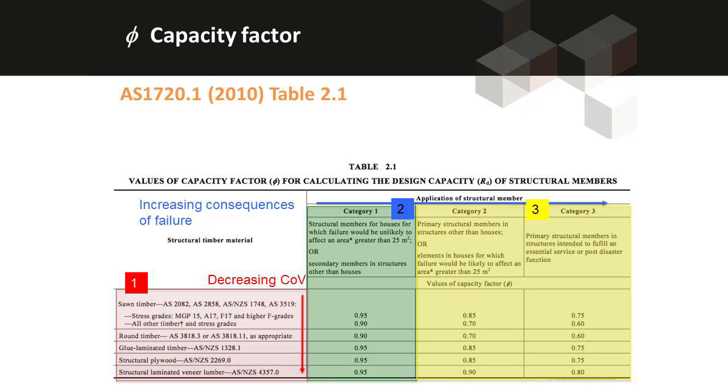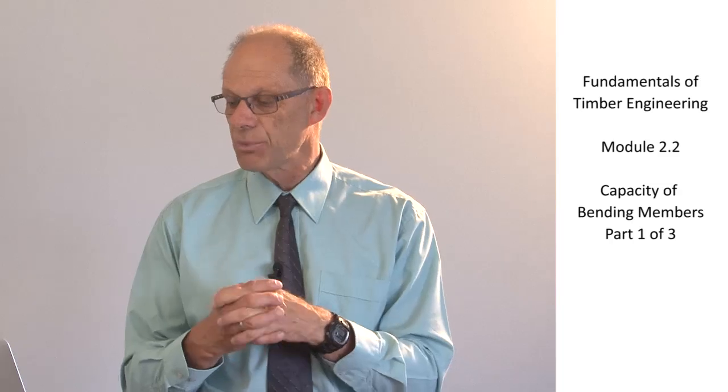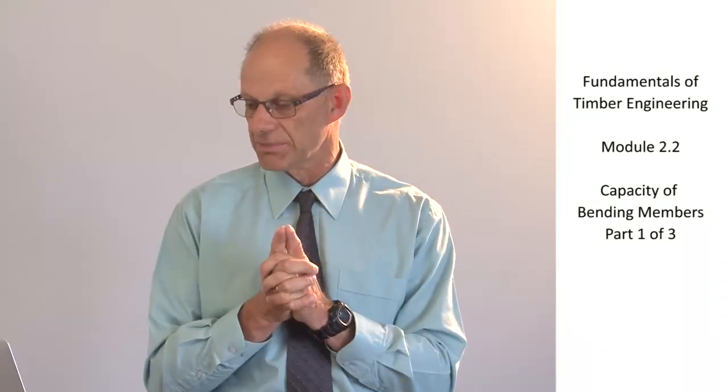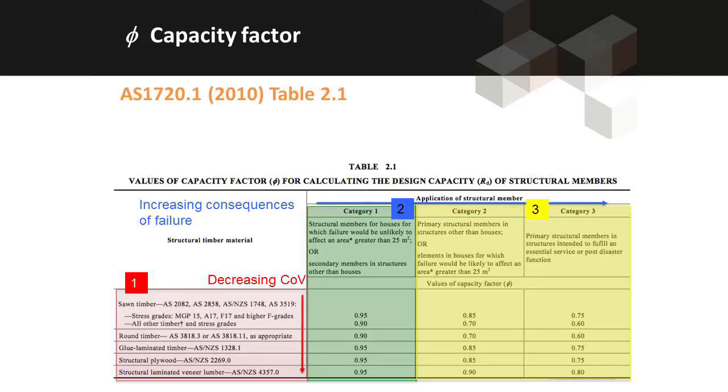So, in summary on capacity factors, the first step, and that's the red rectangle on this slide, is to look at the product, work out which product we're using, and that will tell us which row we're looking along. The second thing is to work out the application category of the structure. So we're making a decision: is it a primary element or a secondary element? If it's a secondary element, we're looking in category 1, which is the green shaded rectangle on this slide. If it's a primary element, we have to ask one more question, and that is, what type of structure is it in? If it's in a structure with a post-disaster function, then it's got a higher level of importance, and we use the category 3 factors on the very right-hand side of the table.